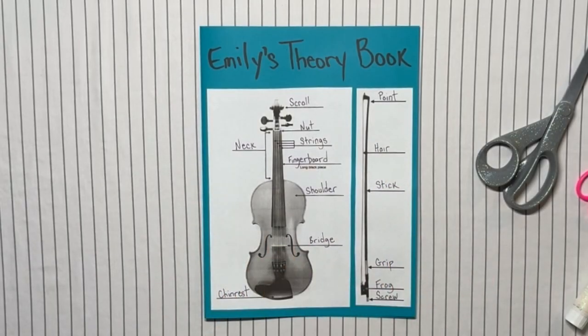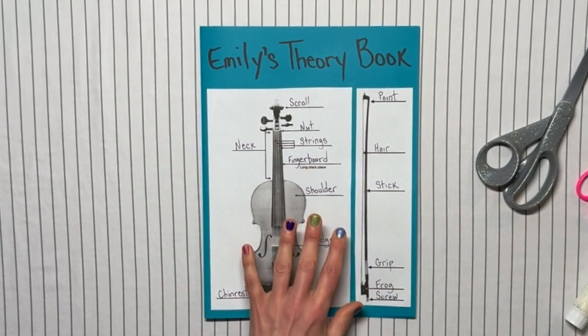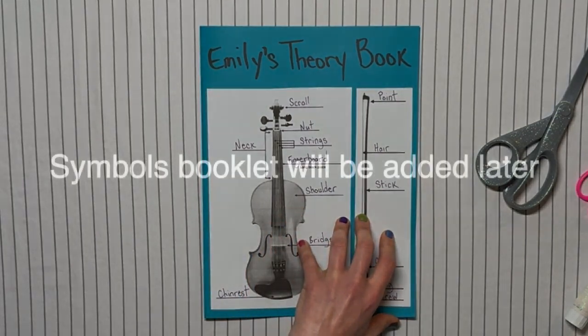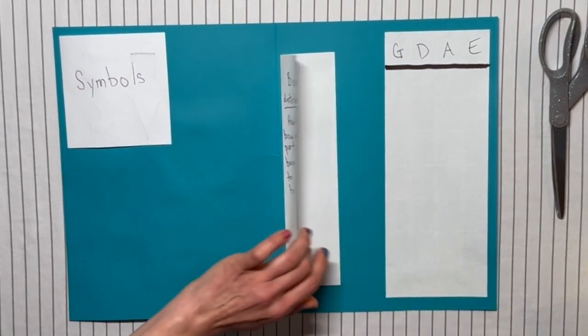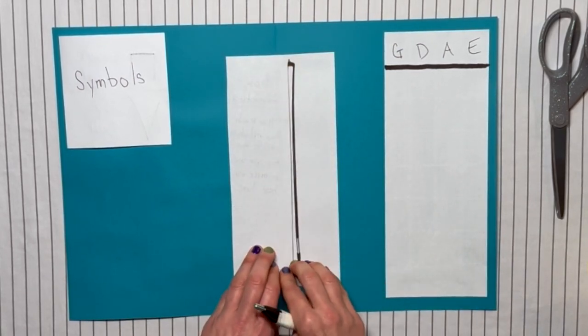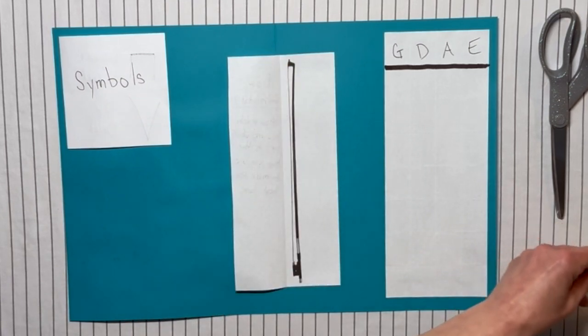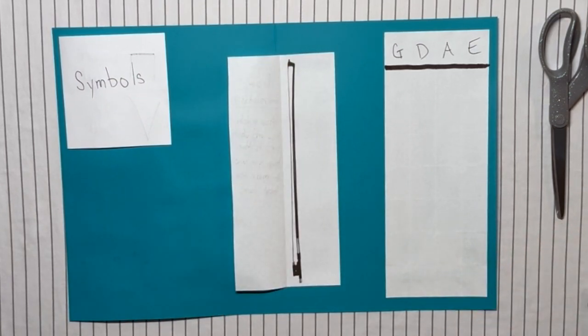Hello, my music-loving friends. We are going to be adding to the inside of your book again today. We are going to open up our diagram here, and we are going to describe inside of our diagram the bow distribution symbols that we most commonly use when playing the violin.